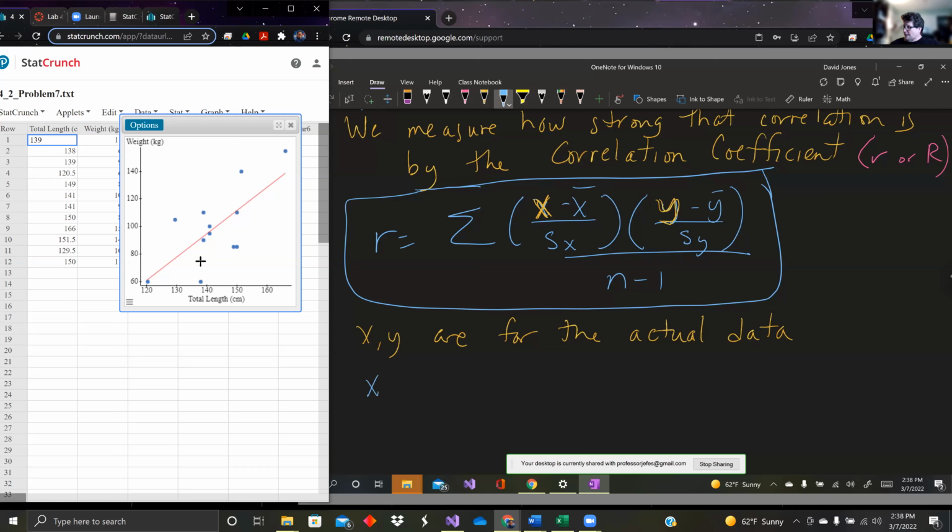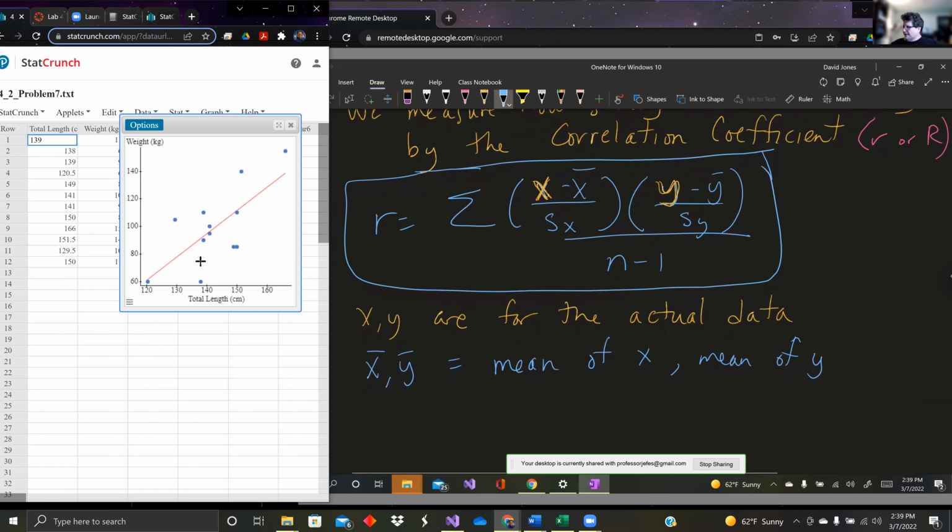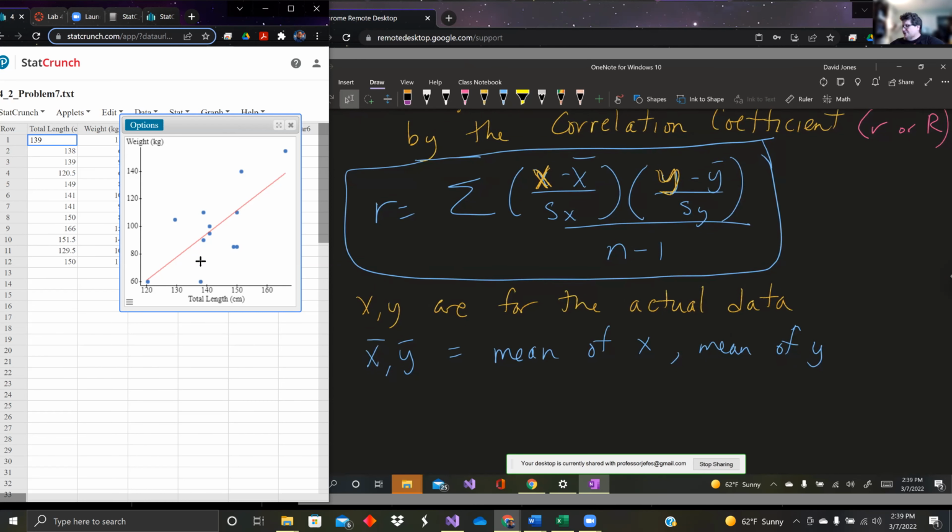X bar and Y bar, we've talked about these before. They mean what they've meant in the past. This is the mean of X and Y respectively. And we've used S before, but I've never put a letter behind it. S was standard deviation. So S with the little x is standard deviation of X. S with the little y is standard deviation of Y.